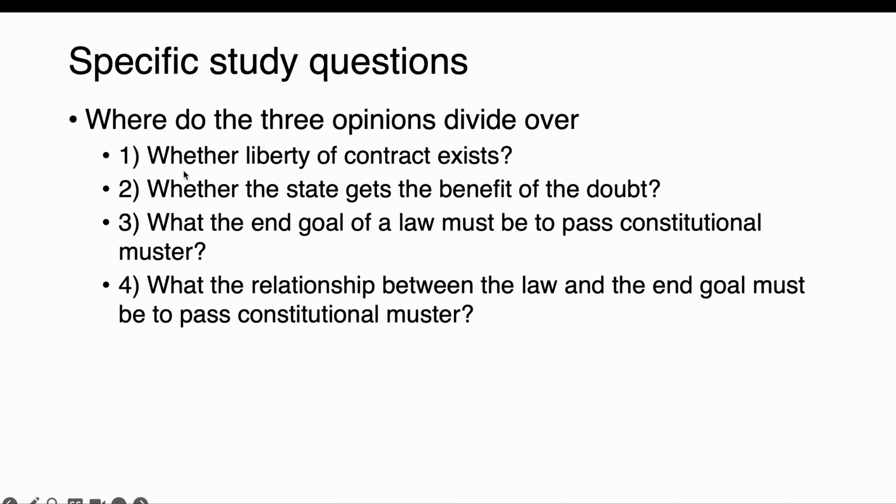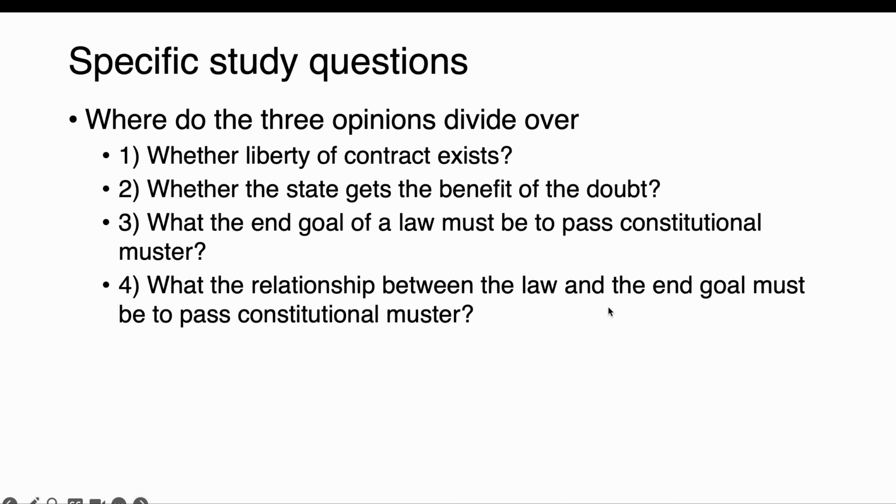So, whether liberty of contract exists: two opinions agree, Peckham's majority and Harlan. Holmes disagrees. Should the state get the benefit of the doubt? Peckham says no. Harlan and Holmes say yes. What's the end goal of a law in order for it to pass muster? Peckham says this has got to be a really essential thing involving public health and safety. Harlan says, so long as it has anything to do with health and safety. But Holmes says it doesn't matter if it's about health or safety. Just ask the man on the street whether it infringes some fundamental right.